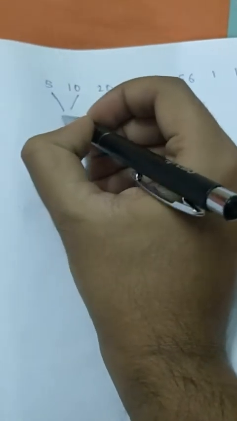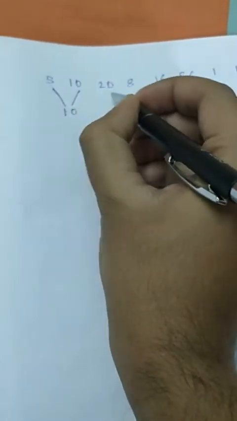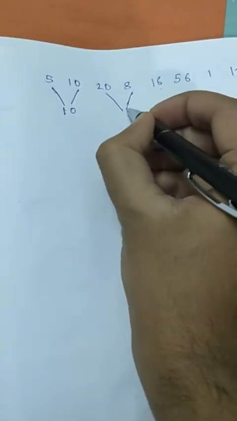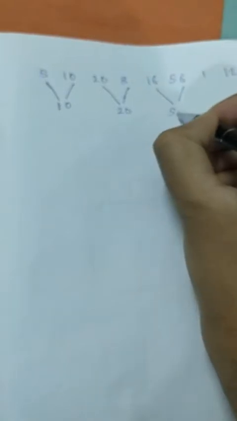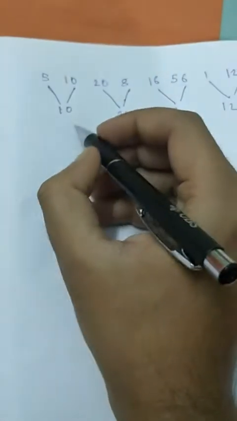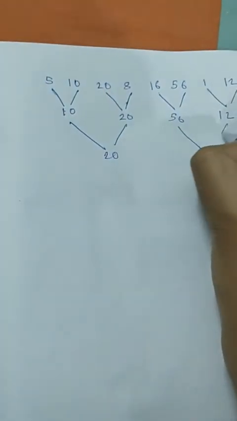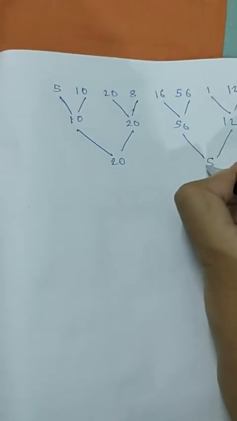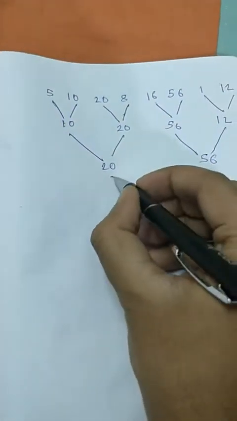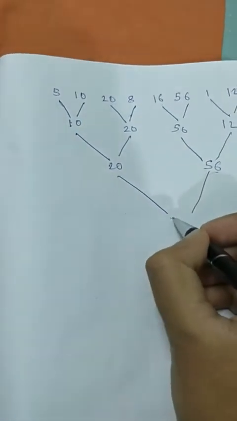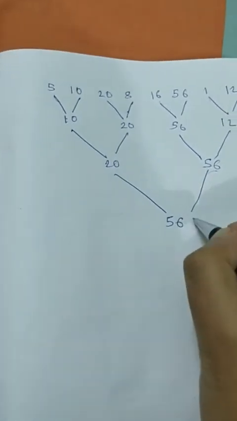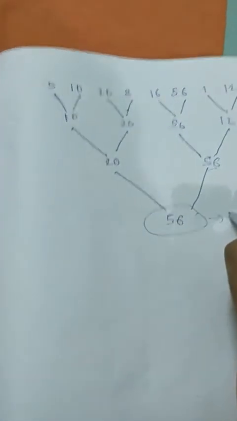So among 5 and 10 the maximum is 10, among 20 and 8 the maximum is 20, among 16 and 56 the maximum is 56, 1 and 12 the maximum is 12. Then among 10 and 20 the maximum is 20, 56 and 12 the maximum is 56, and among 20 and 56 the maximum is 56. So we got our maximum.